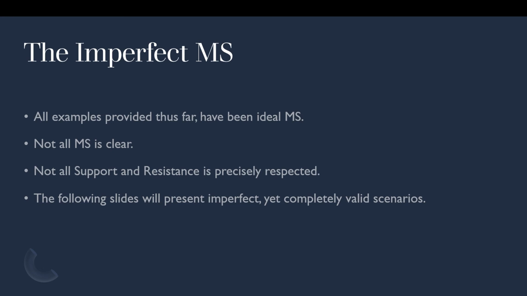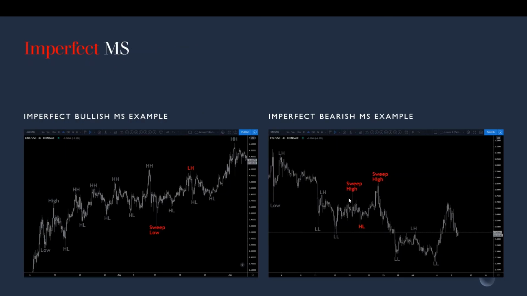All the examples provided thus far have been ideal market structure. Not all market structure is clear. Not all support and resistance is precisely respected. The following slides will present imperfect yet completely valid scenarios. Imperfect market structure. On the left, I have an imperfect bullish market structure example. This is Chainlink versus the United States dollar after this last decline, after the economy crashed because of the coronavirus, and it was recovering. And you can see it's very choppy. It's not as clear. And then as we're making these higher highs and higher lows, look at these red marks.